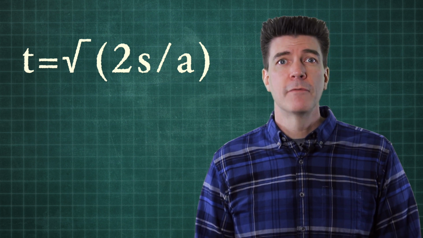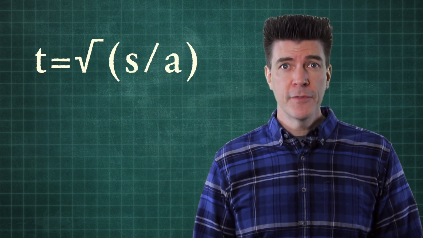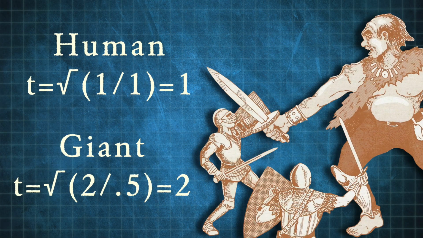Here's another interesting result of the math. The time the punch takes to arrive at the target is proportional to the square root of 2 times the distance over acceleration. Again, we'll remove the 2 to normalize it. Doing the math shows the giant's punch takes exactly twice as long as the human's. So in a nutshell, a 12-foot giant's punch would do 8 times the damage, but would take twice as long as a human punch to get there.